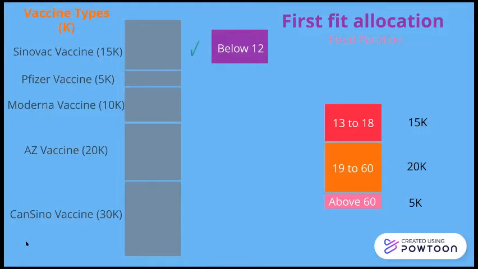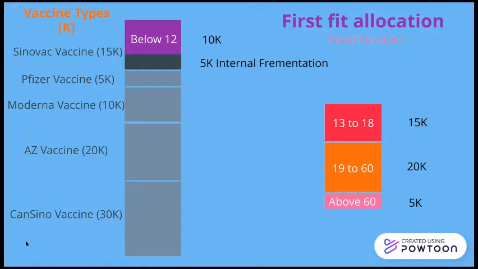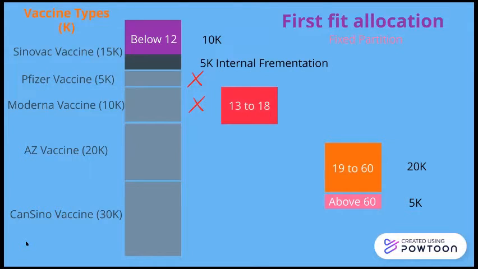The age group below 12 can be filled into the Sinovac vaccine. Since the size of the block is 15K at First Fit, we do not have to check the remaining blocks. After we allocate the age group of below 12 into memory, we will have 5K of internal fragmentation. Next, we go to the second age group. It cannot be filled into the memory with the Pfizer vaccine since the size of the block is just 5K. It also cannot be filled into the Moderna vaccine because the size of the block is 10K.